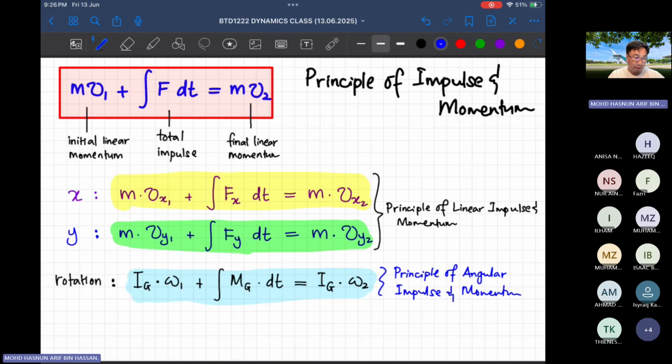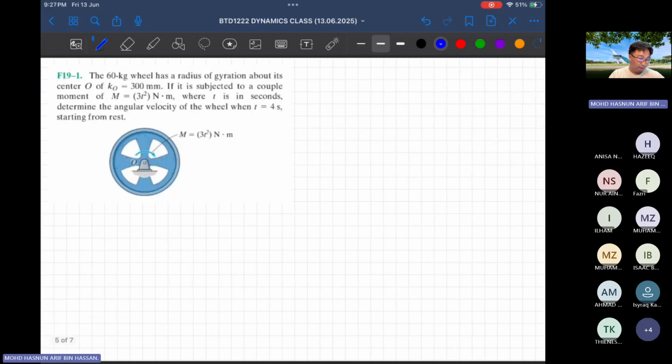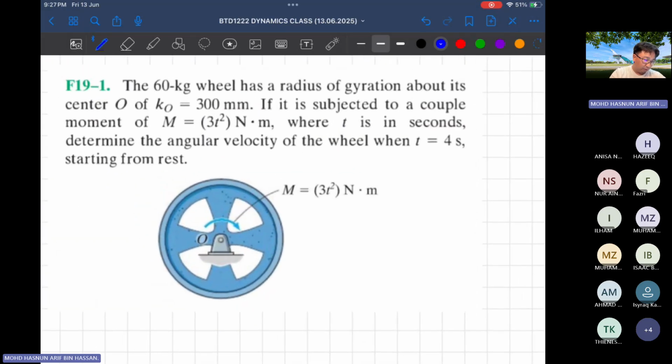Okay, if there's no question, let's proceed to an example problem. Let's zoom in and read the question. A 60 kg wheel has a radius of gyration about its center O, kO equals 300 millimeters. So you know by now, when the radius of gyration is given, this object is non-homogeneous. The radius of gyration is used to calculate the mass moment of inertia Ig.